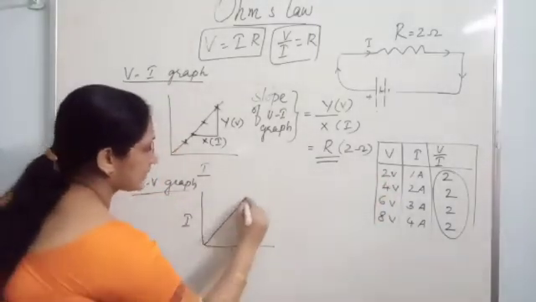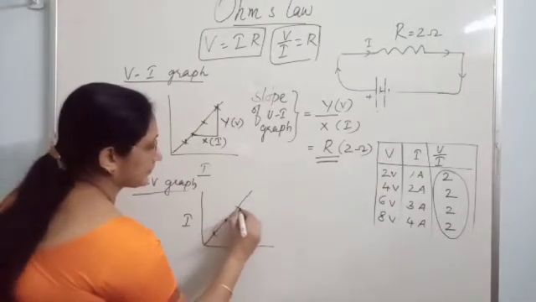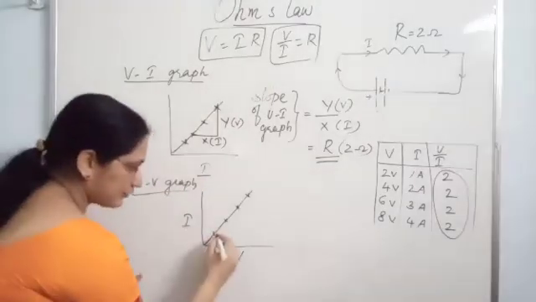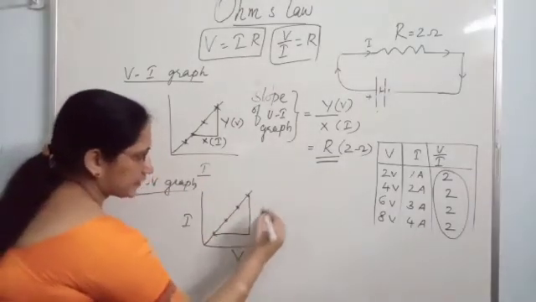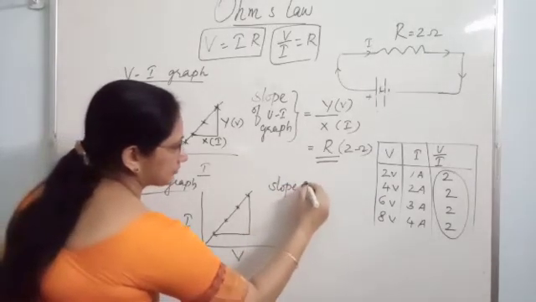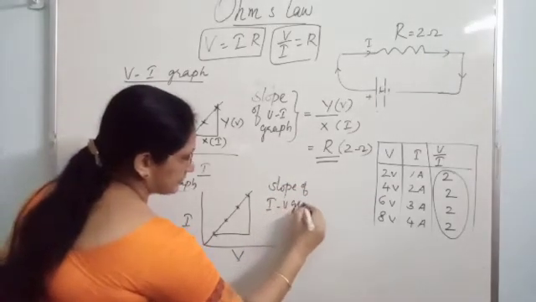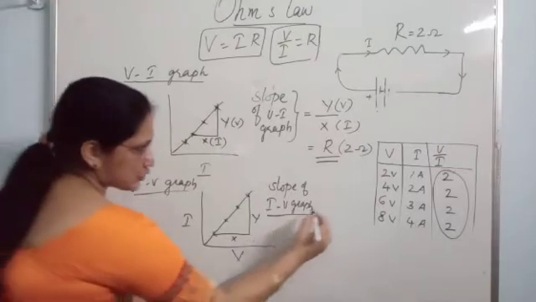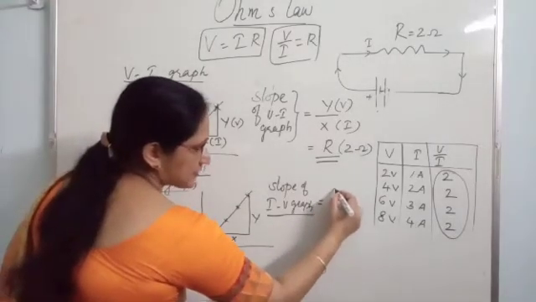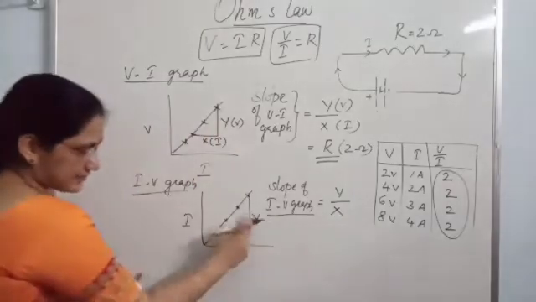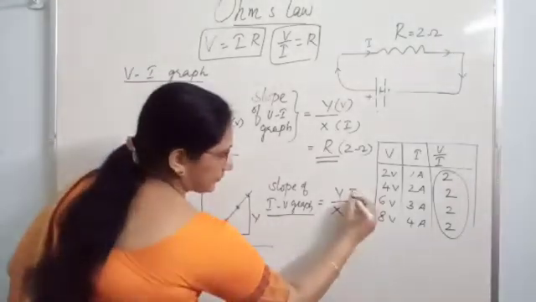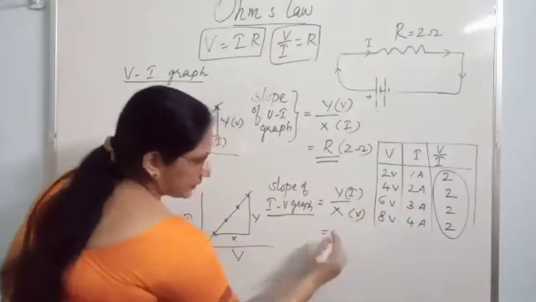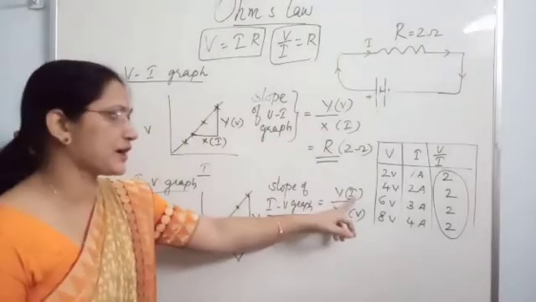Then also you will get a straight line. Both VI graph and IV graph are straight lines only. Here if you find out slope, what will be the slope of IV graph? Here I have made the triangle. This is y and this is x. Slope of IV graph is y by x. Here y symbolizes I. x symbolizes V. So slope of IV graph is actually I by V.